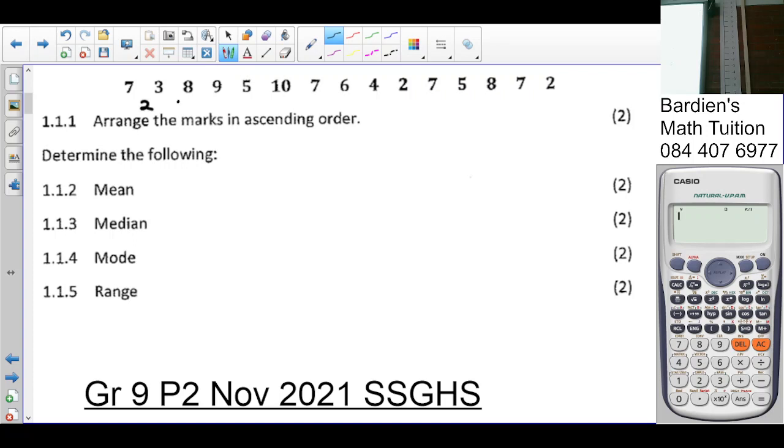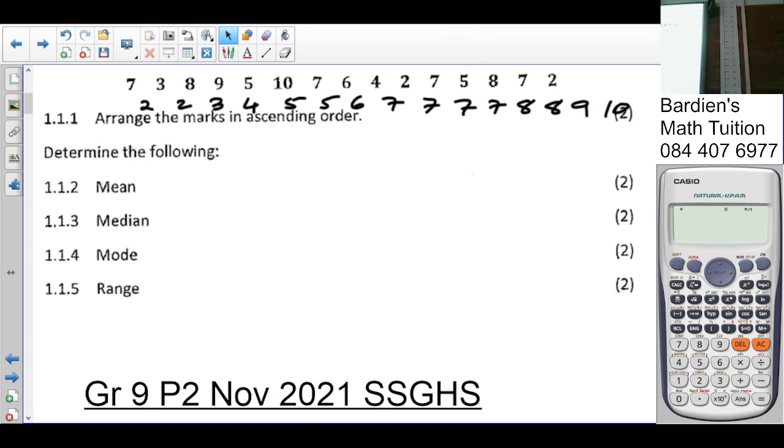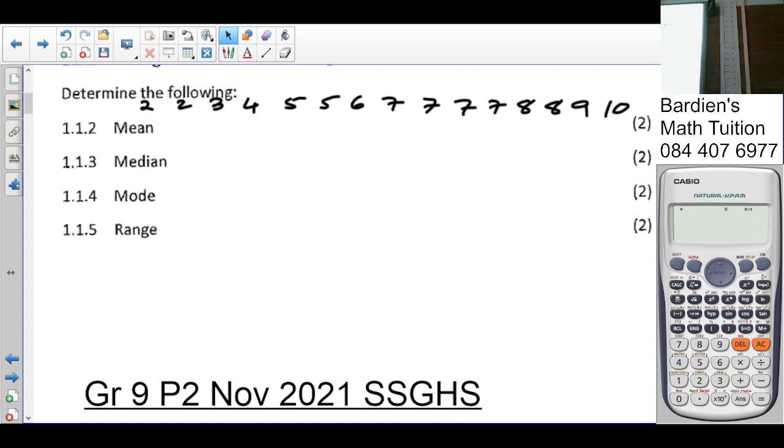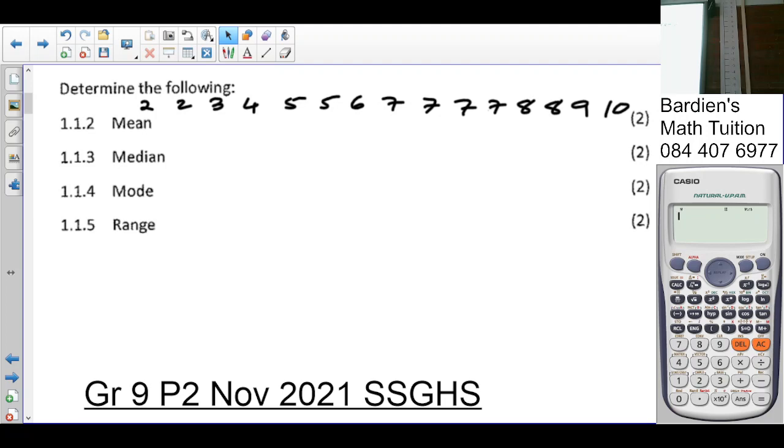2, 3, 4, 5, 6, 7, 8, 9, 10. Okay, so those are the numbers there. It's 1, 2, 3, 4, 5, 6, 7, 8, 9, 10, 11, 12, 13, 14. Absolutely. Now the question says to calculate the mean mark.